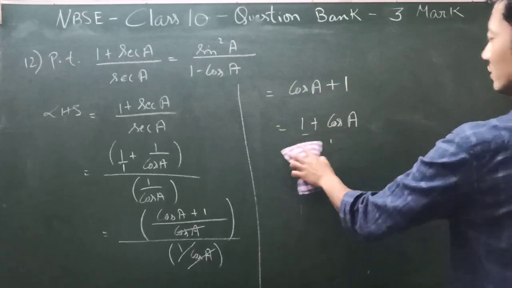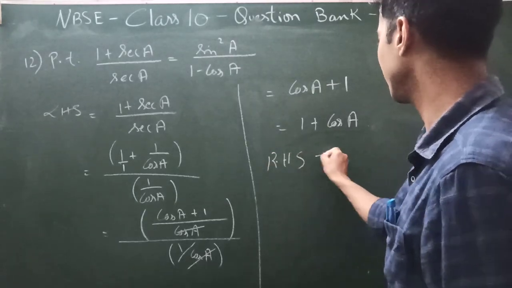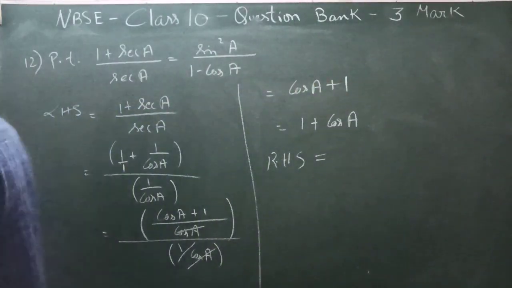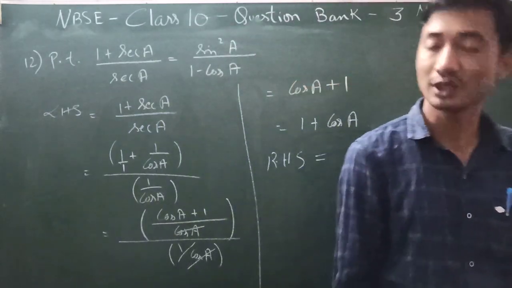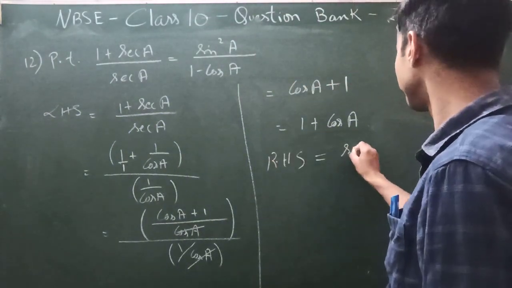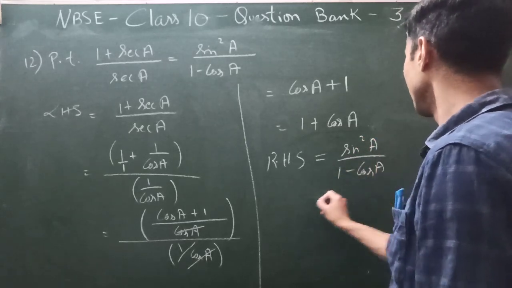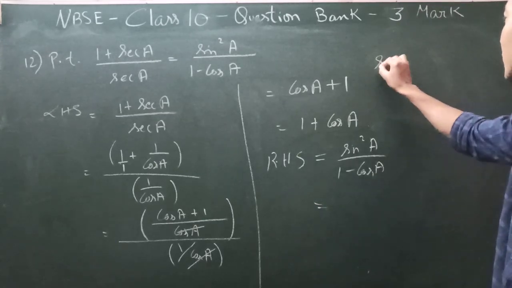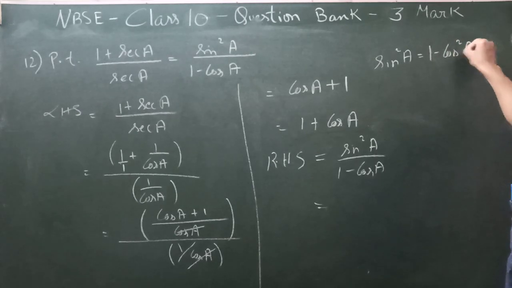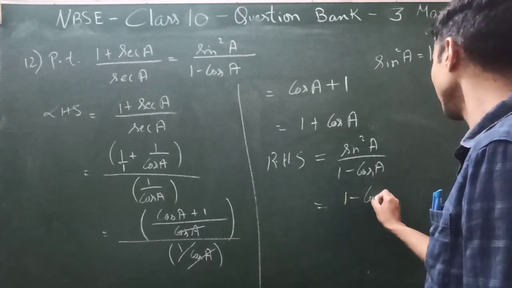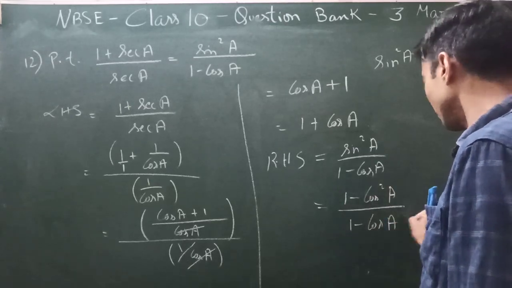So let us keep the left hand side as it is. Because in the textbook the hint is given, take the right hand side separately, most of you may have been doing it by taking the right hand side also. So I'll just do it that way. So RHS, sine square a by 1 minus cos a. Now from the trigonometry formula we know that sine square a is 1 minus cos square a, the trigonometric identity. So I can write it as 1 minus cos square a divided by 1 minus cos a.